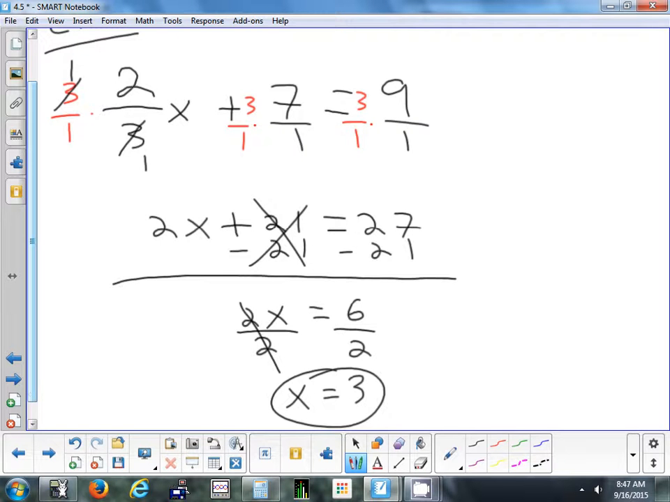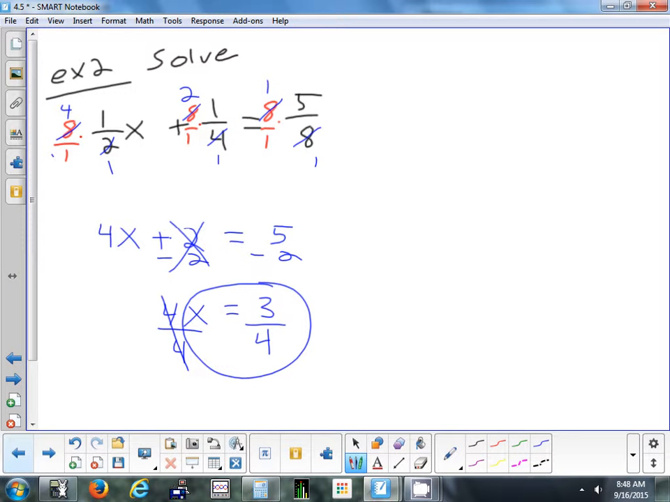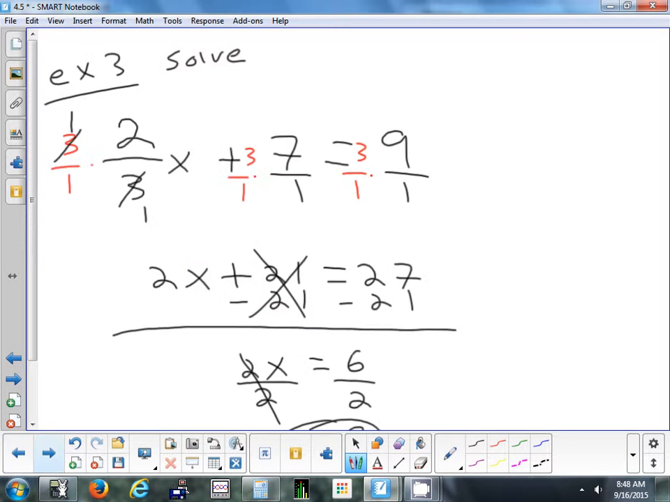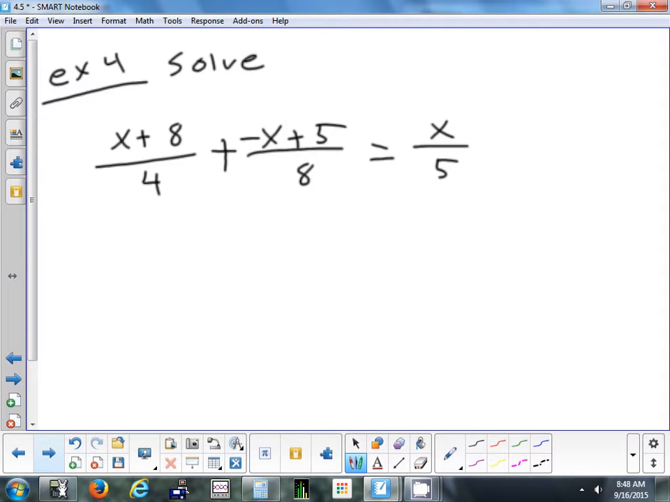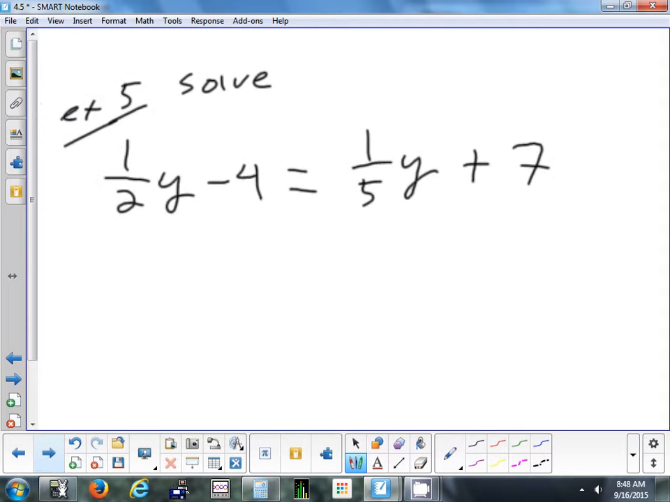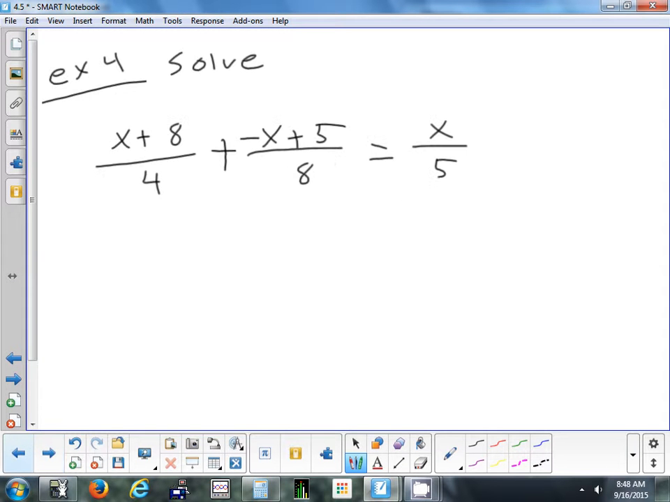Good. Any questions on that? How do we feel about these kind of problems? We doing okay? Okay, on the test, you're going to have more of these type where all of them are fractions. Probably not as many where you just have one fraction, because I want to see if you guys know how to do that. All right. Let's give this one a shot. This one's a little different.